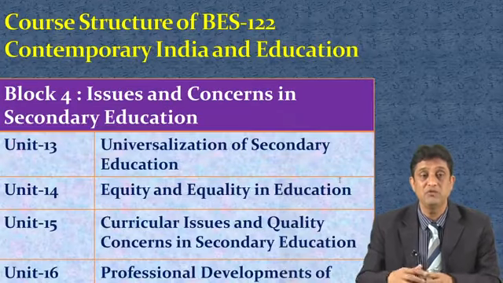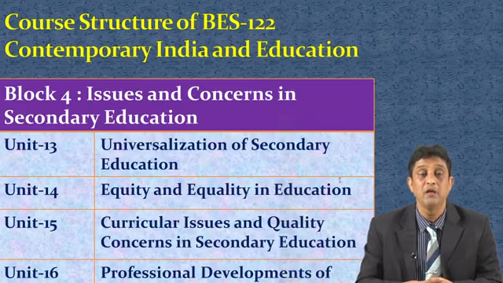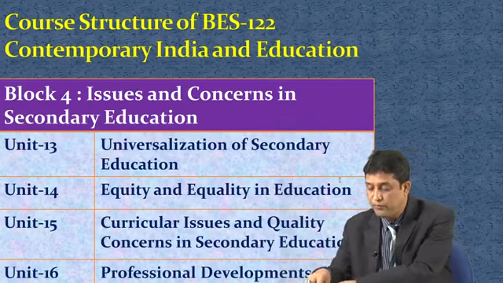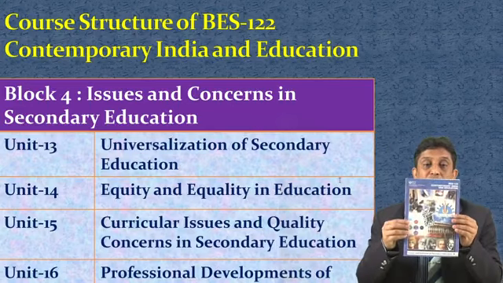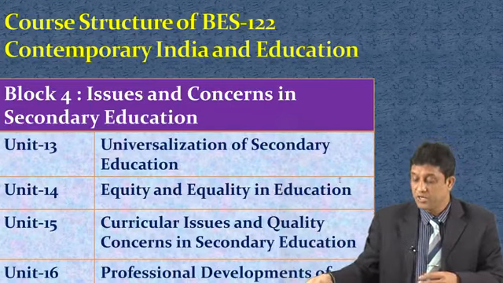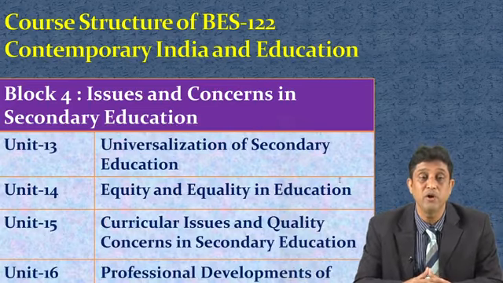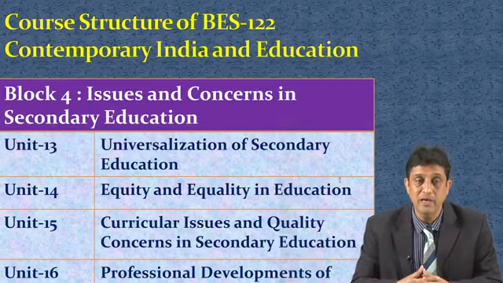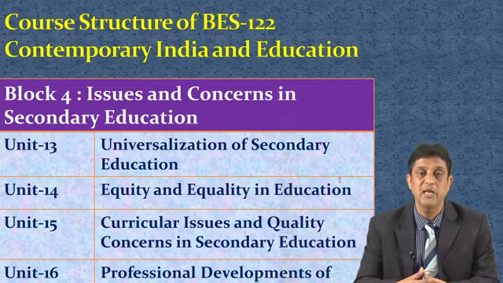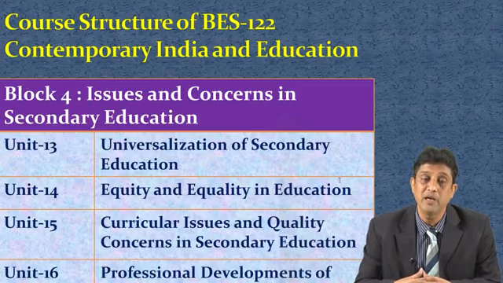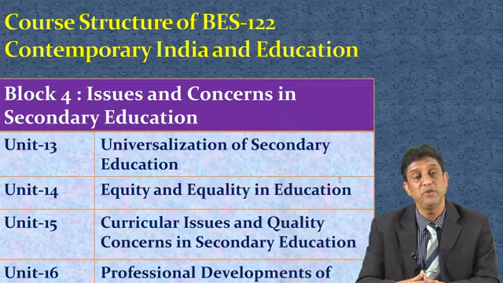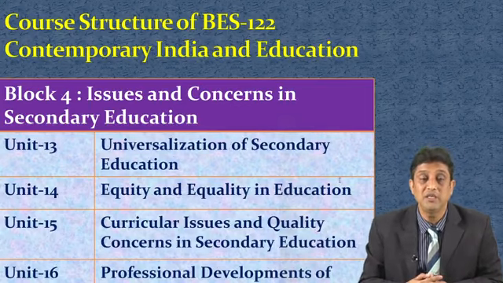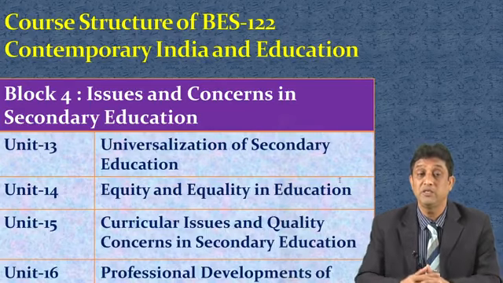Further, friends, let us discuss the units included in block 4, the last block of this course. This is block 4 of this course, that is, issues and concerns in secondary education. Here you will find 4 units, unit 13, 14, 15 and 16. Unit 13 discusses the concept of universalization of secondary education. Unit 14 discusses equity and equality in education. Unit 15 covers curricular issues and quality concerns in secondary education. Unit 16 discusses the professional development of secondary teachers.